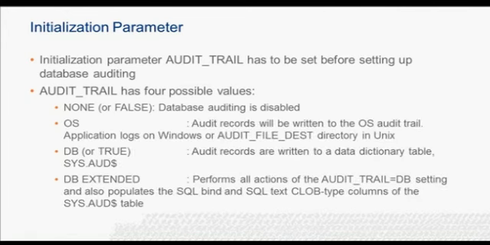Now, to enable the auditing, we have to set a value for the parameter audit_trail, which is specified in the parameter file. This parameter can have 4 values. NONE: nothing will be audited, or database auditing is disabled. OS: audit records will be written to the OS audit trail. DB or TRUE: database auditing is enabled and audit records will be written to data dictionary tables. DB_EXTENDED: same as DB but also captures SQL bind variables and SQL text.